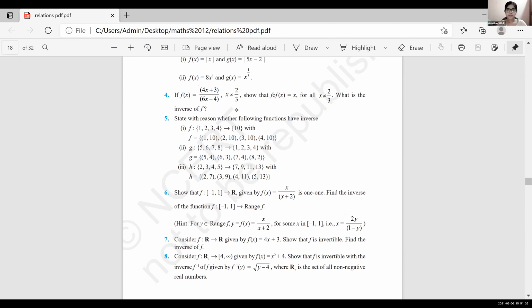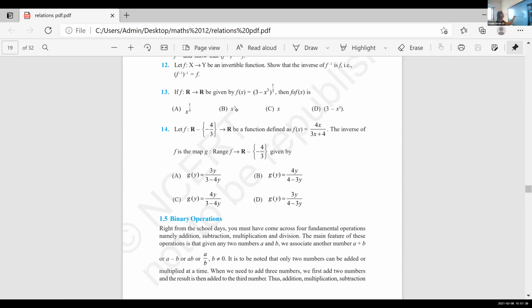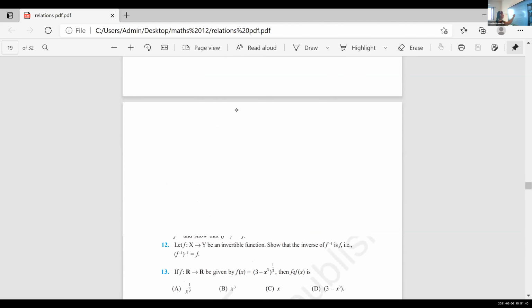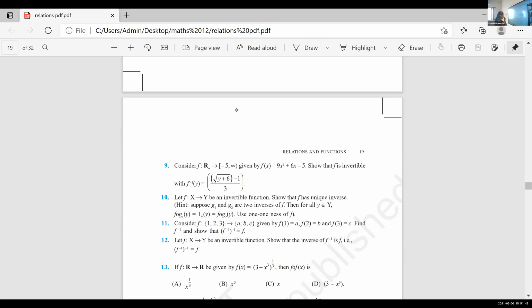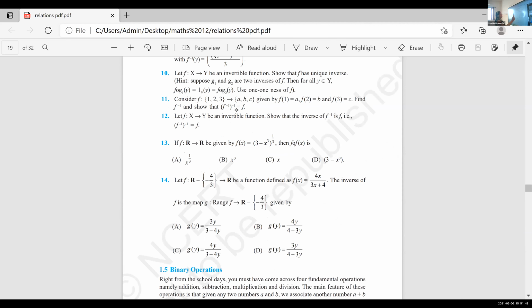Yes, ma'am. So now look at the 6th one, 7th one, and all similar questions, where your function is given, you have to show that it is invertible and find the inverse. The 9th one and 10th one we will be discussing. The remaining you have to try, similar questions only. The 13th one and the 11th one also we have discussed.